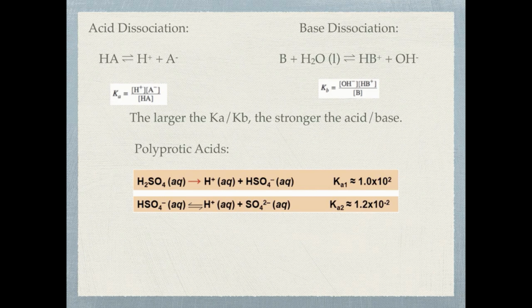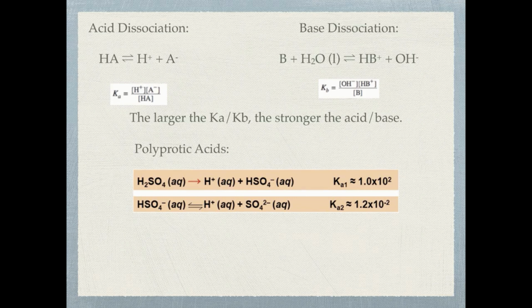It will dissociate. Remember, it's going to lose one hydrogen ion at a time. So it will break apart to form hydrogen ions and HSO4 minus. Now notice HSO4 minus still has a hydrogen, so it can act like an acid and donate a hydrogen ion to become H plus and SO4 2 minus. So this is a polyprotic acid because it can lose more than one hydrogen ion.